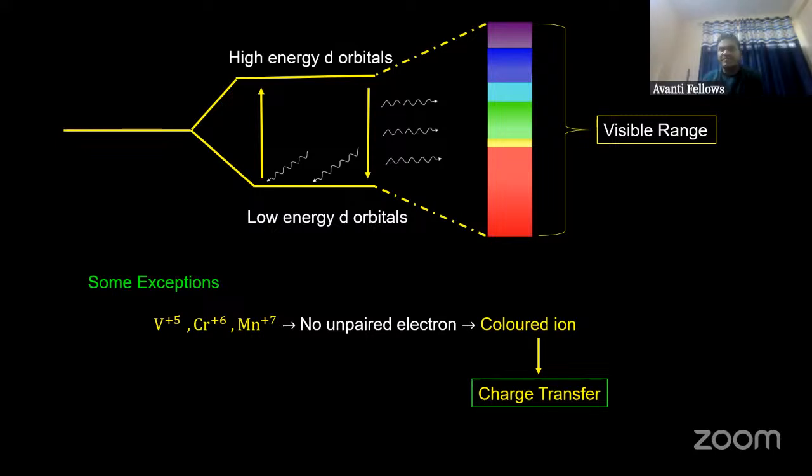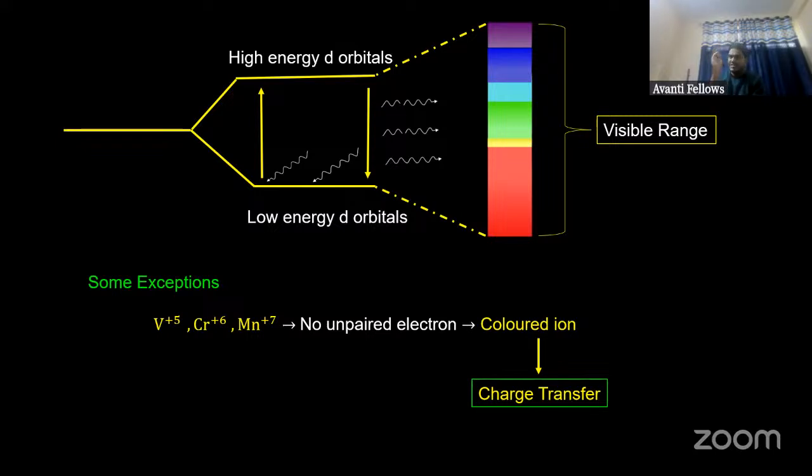Now, what about V5, Cr plus 6 and Mn7? They don't contain any unpaired electron. Then how can we say that they also form colored ion, right? They also make colorful compound. How is that possible? So you have to say in this charge transfer takes place.